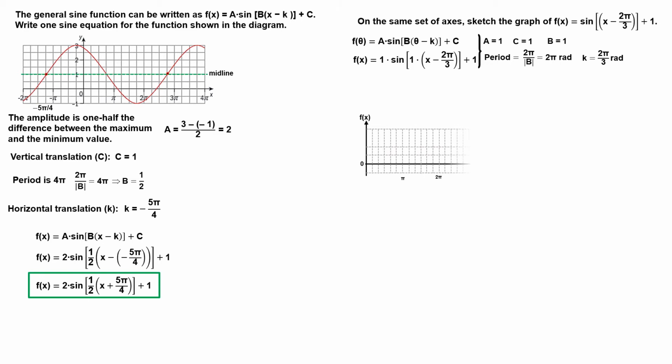Draw the Cartesian plane. The distance between the midline and the x-axis is the vertical translation. C equals 1, so we draw the midline. The amplitude is 1, so the maximum value is 2 and the minimum value is 0. So we get the range of the function.